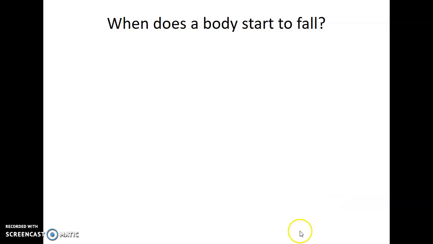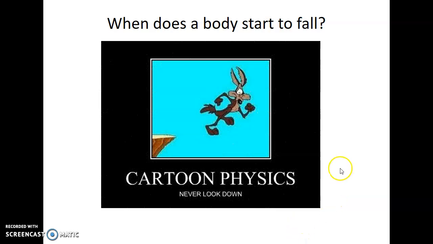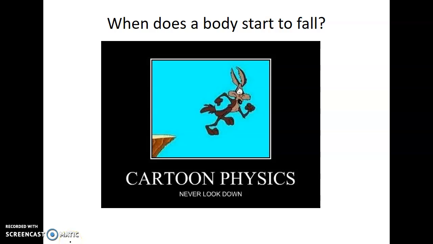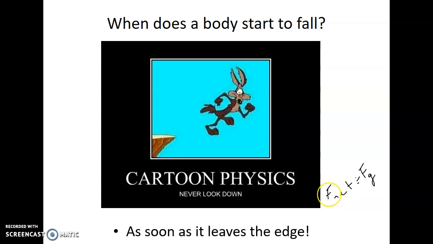So we talked about when does a body start to fall? Obviously, it's when it reaches the edge. As soon as it goes off the edge, it starts to fall because there's a net force, and the net force, of course, is the force of gravity. So once the edge is reached, the force of gravity takes over and things begin to fall.